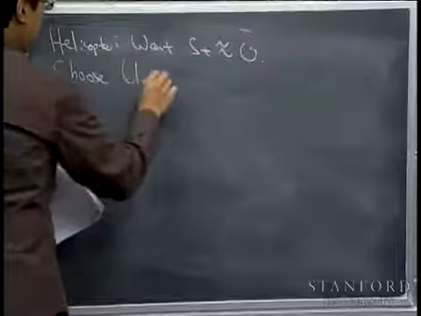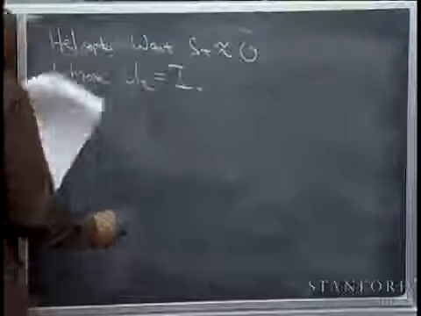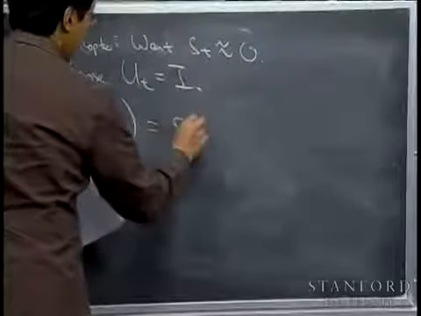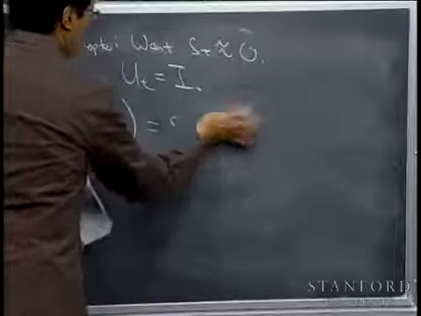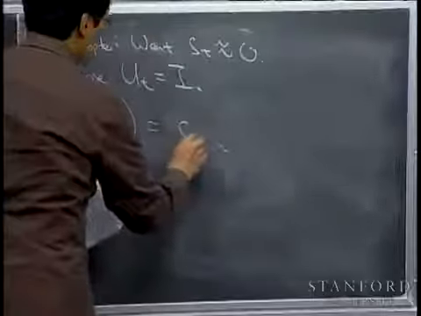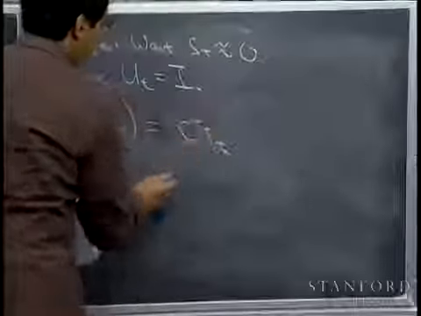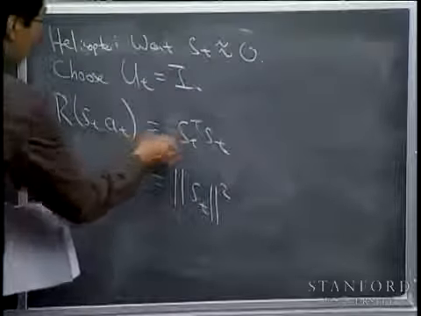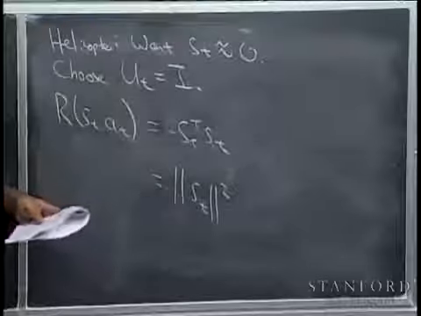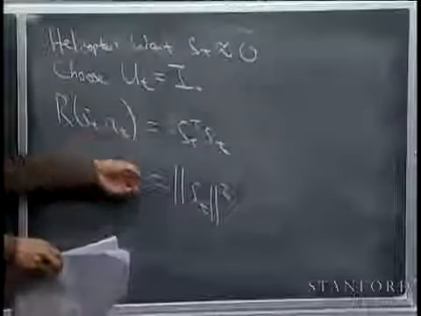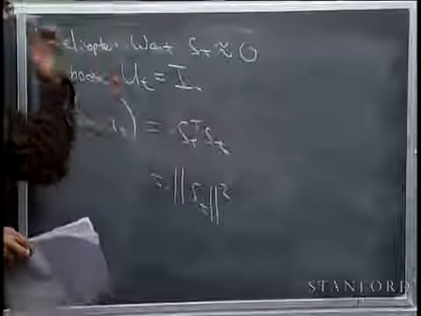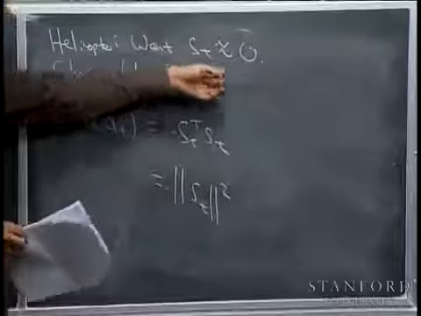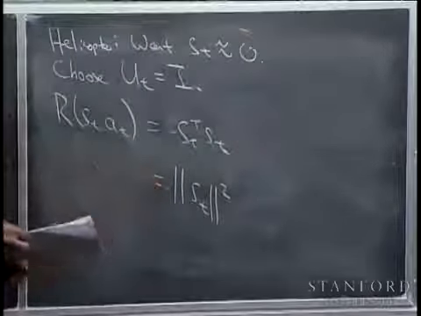Then you might choose Ut to be equal to the identity matrix, and this will make R of st, at equal to st transpose st, which is just the negative of the squared norm of your state vector. This would be penalizing your system quadratically for having a state that's far from 0, assuming that 0 is the origin state. So if you want to make a helicopter hover around the state 0, then you might choose this sort of reward function.